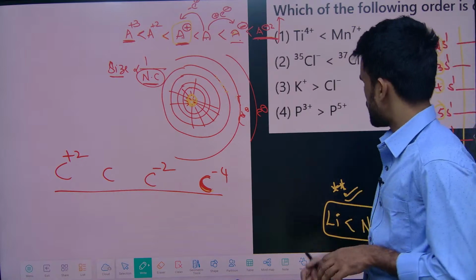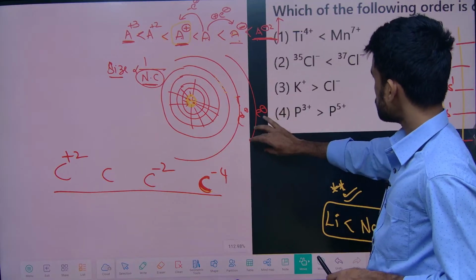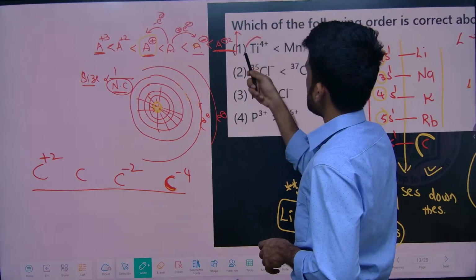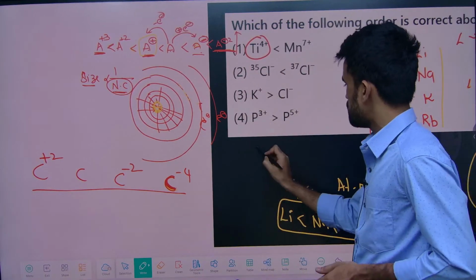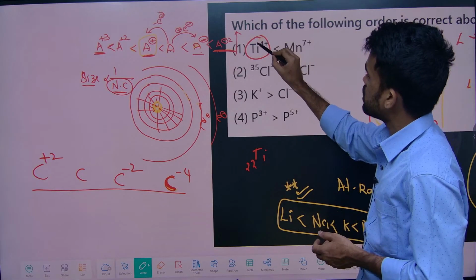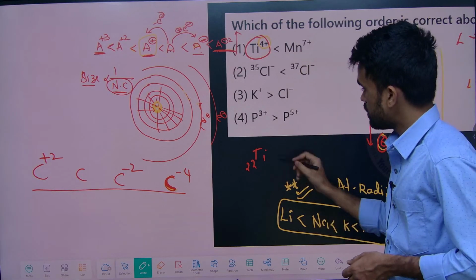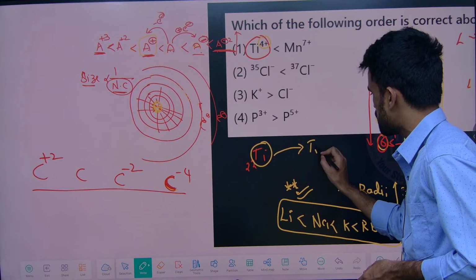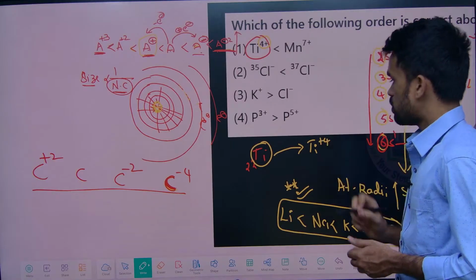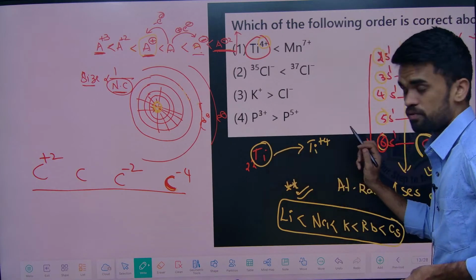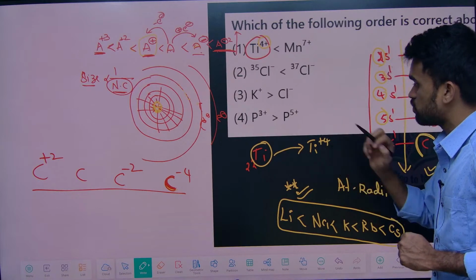Now look at the question that I have mentioned. Scandium, titanium. What is the atomic number of titanium if I write? Titanium atomic number is 22, but what is the charge you are seeing here? +4 now. It means from this atom you remove 4 electrons, therefore titanium becomes Ti+4. So 4 electrons are removed, that's why I am writing +4 charge.